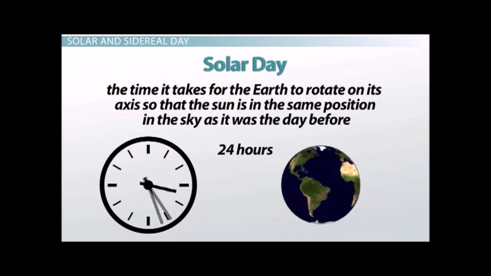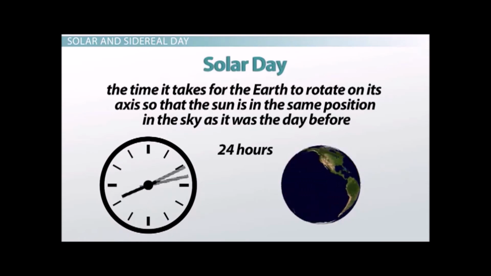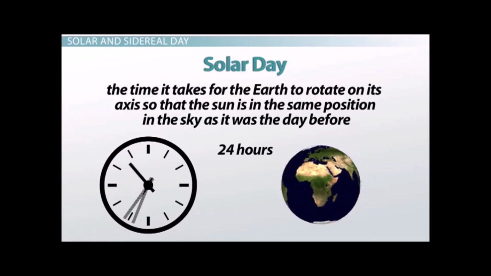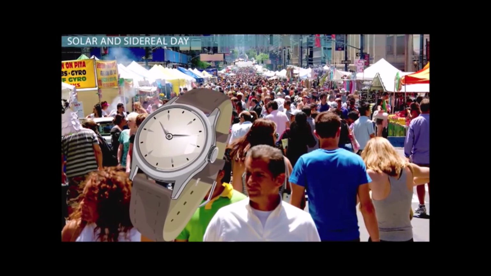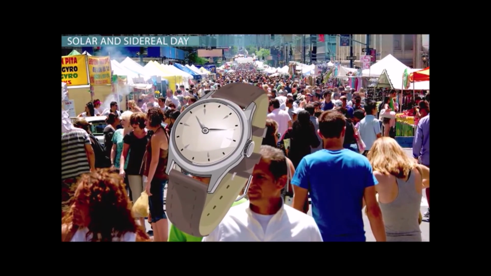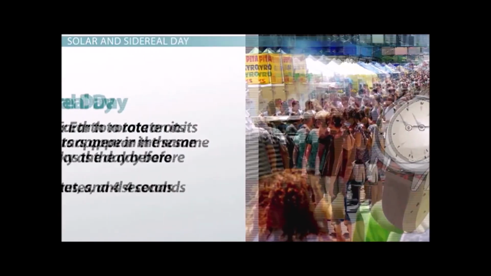Thus, a solar day is the time it takes for the Earth to rotate on its axis so that the sun is in the same position in the sky as it was the day before, 24 hours. Your watch and modern societies run on solar time. The solar day is the basis for civil timekeeping.